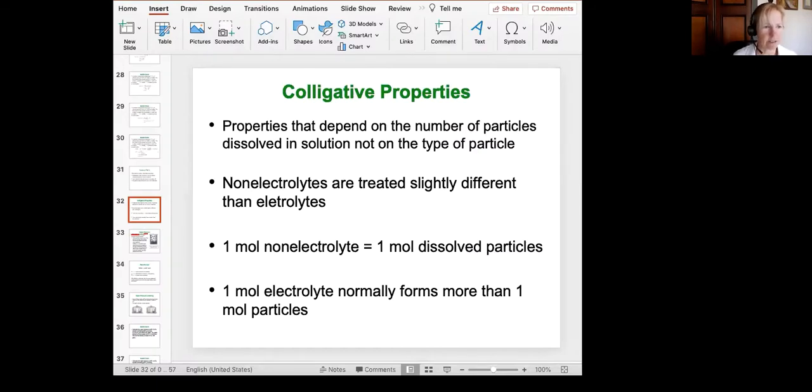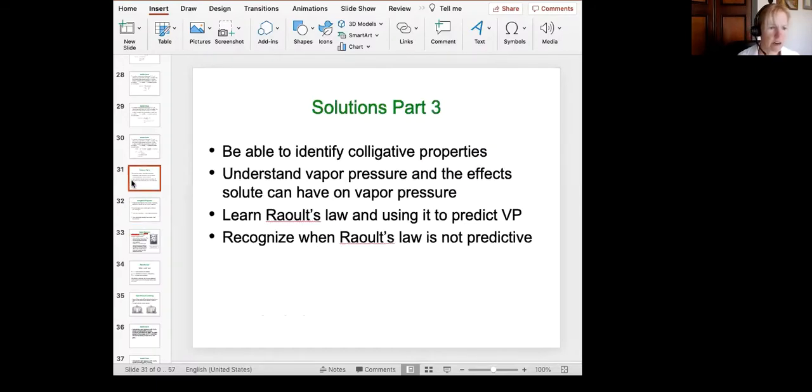A colligative property is a physical property that's going to be affected only by the number of particles, not the actual type of particles. So adding sugar and adding another sort of compound might have similar effects on the colligative properties, even though those solutes are very different. Today we're going to explore these colligative properties and the effect that they have on solutions. Here are our objectives for today.